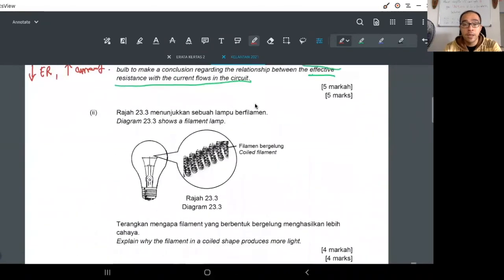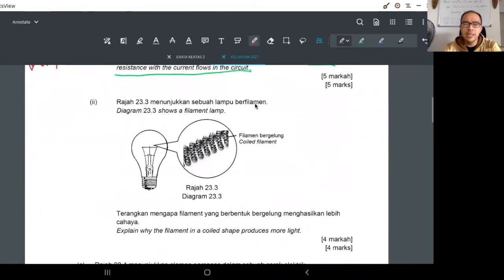Okay. This is a filament lamp. I think this is a question from last year. It's very familiar. Either that or one of the trial questions last year. I remember looking at these questions. So explain why the filament in a coiled shape produces more light. Why is it coiled? Okay, so we have to remember Ohm's law for this.